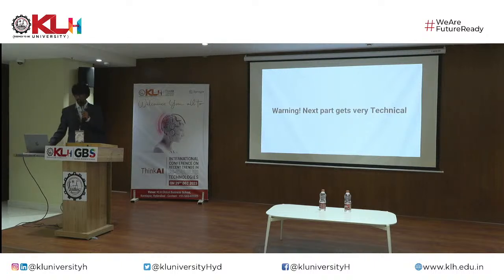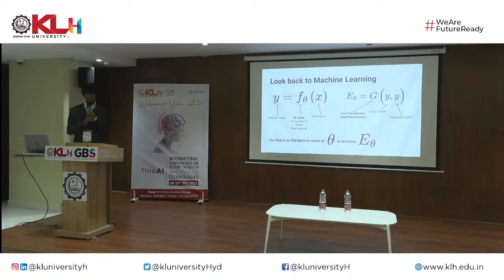So, before we get into our approach to machine unlearning, let's take a look back at machine learning and how it works. In machine learning, essentially what you're trying to do is estimate a function f, which approximates the relationship between the input parameter x and the output parameter y. The way we do this is we define a cost function, an error cost function, which encapsulates the deviation between the actual output and the predicted output. Now our task is simple: just find the optimal value of theta, the parameters that minimize this error cost function E.